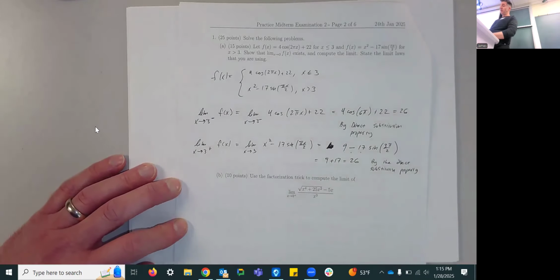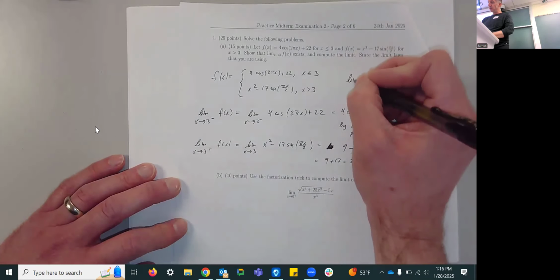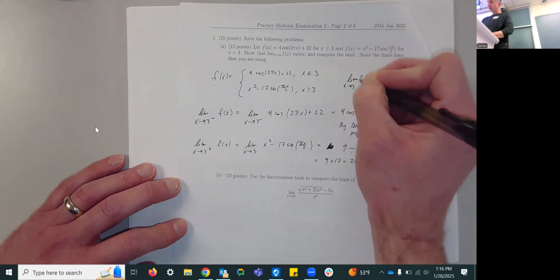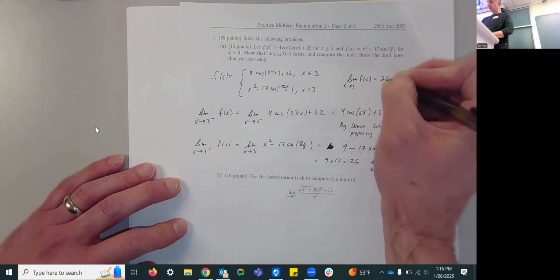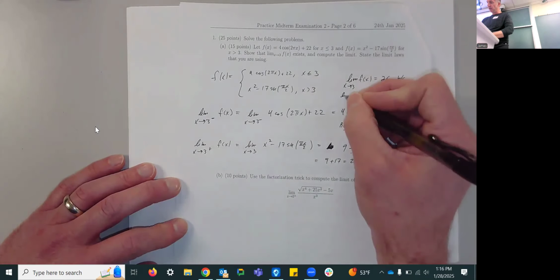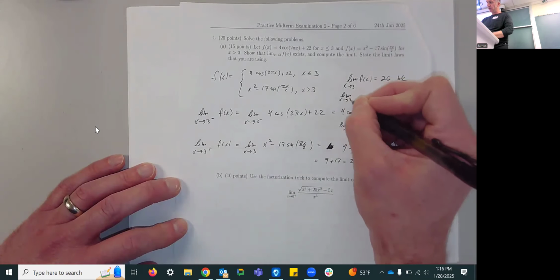And then, since the left-hand limit and the right-hand limit are the same, we can say, great. The limit as x approaches 3 of f of x is equal to 26 because the left-hand limit and the right-hand limit are equal to each other, and they're both 26.